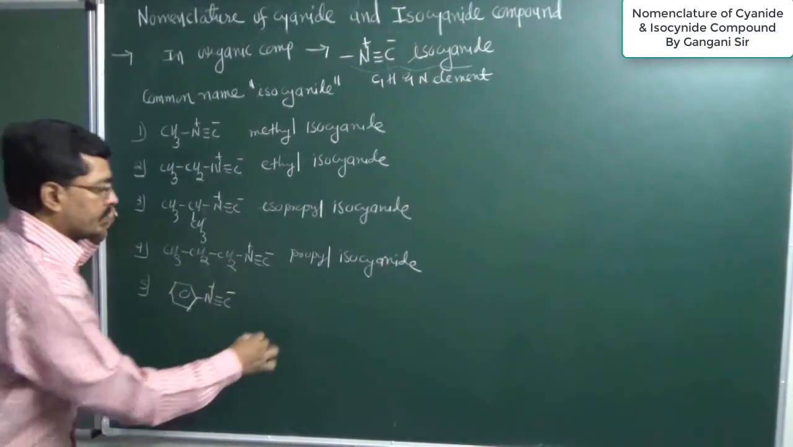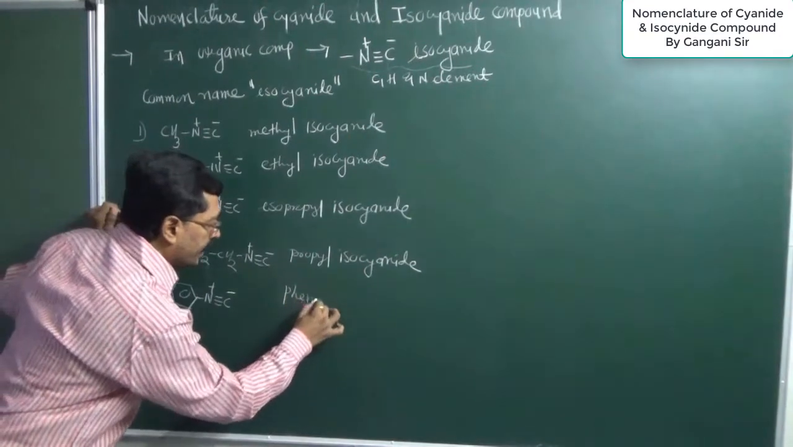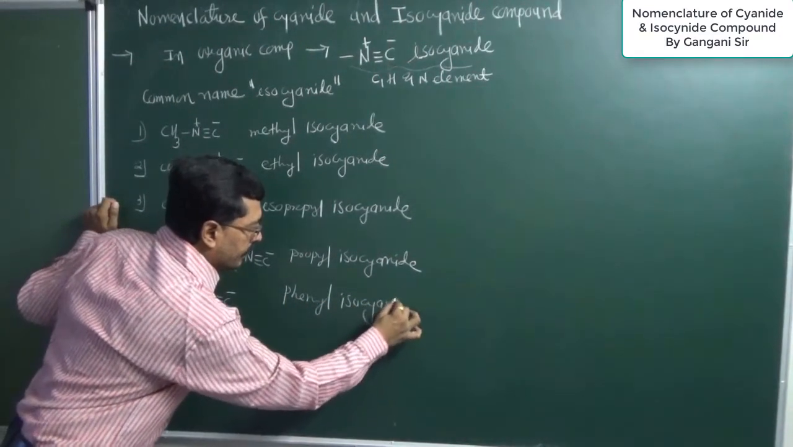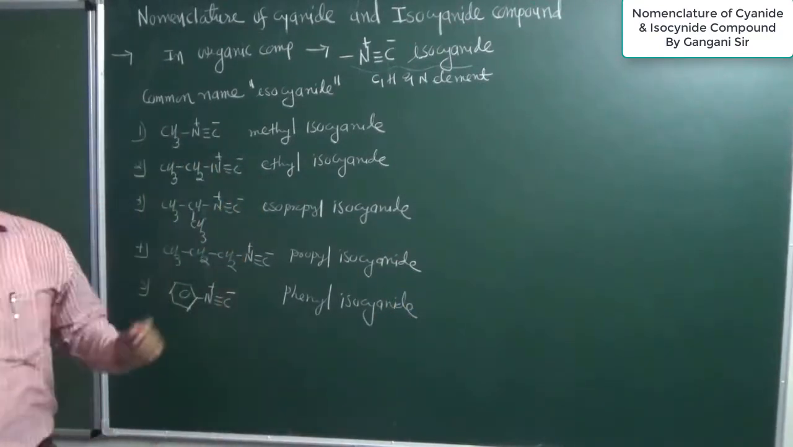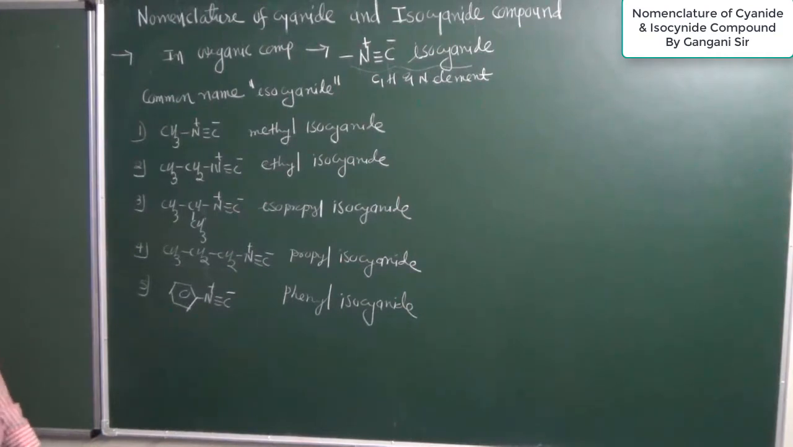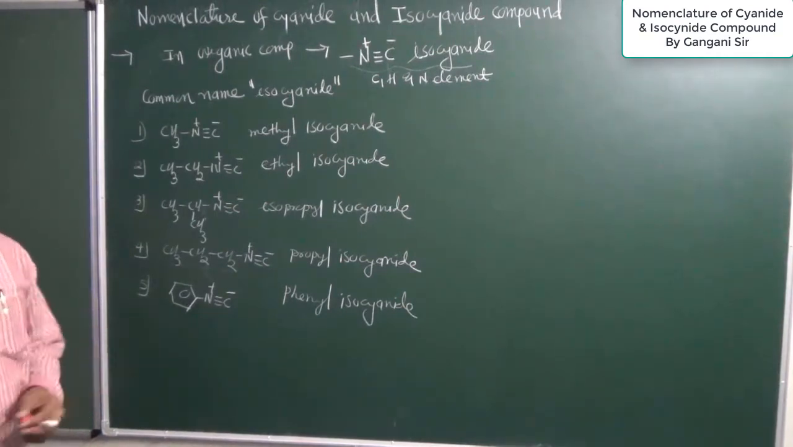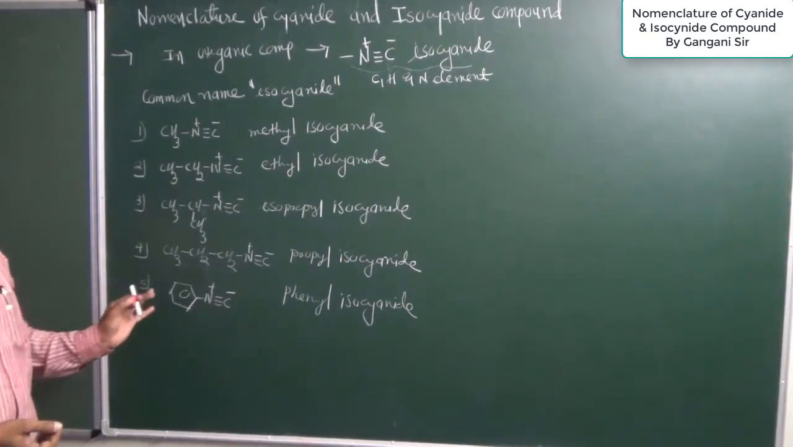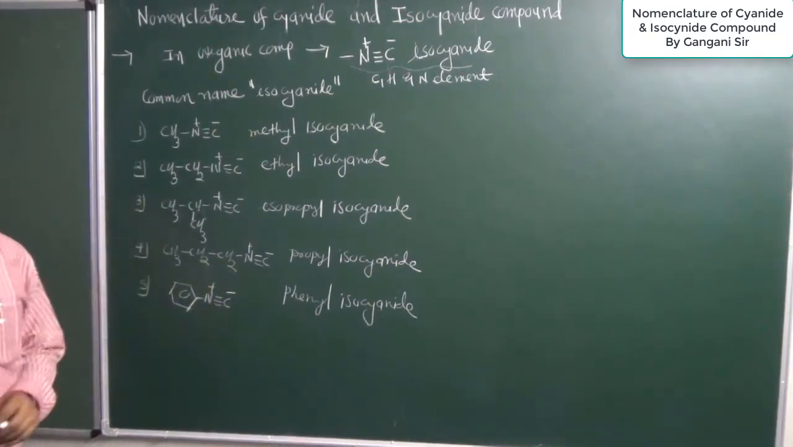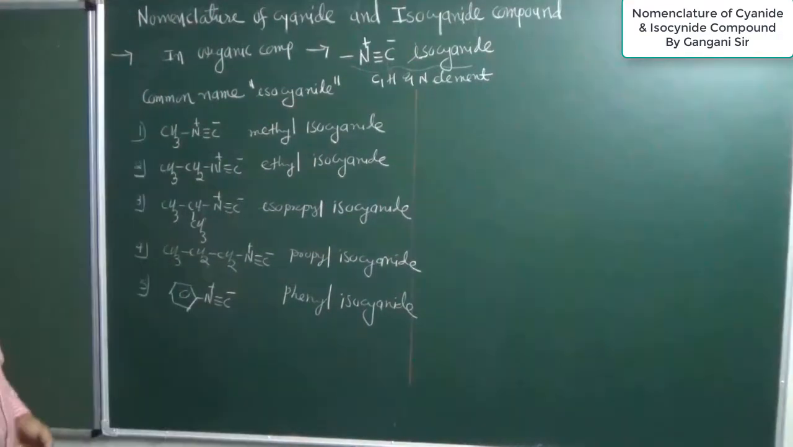Then name of this structure we can give phenyl isocyanide. Name of this compound will be phenyl isocyanide. So name of this different type of organic compound we can give by using this method. By using isocyanide word, we can give name of all this organic compound.